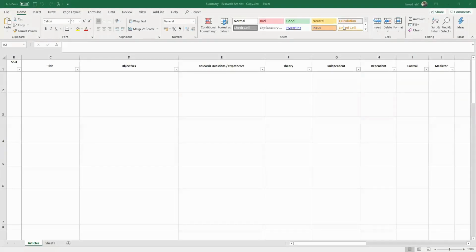In this section, we'll talk about how to read a research paper. And while reading, how do you store information that you read in a research paper onto an Excel sheet that you can later use for your literature review or writing your own research paper or maybe research thesis.